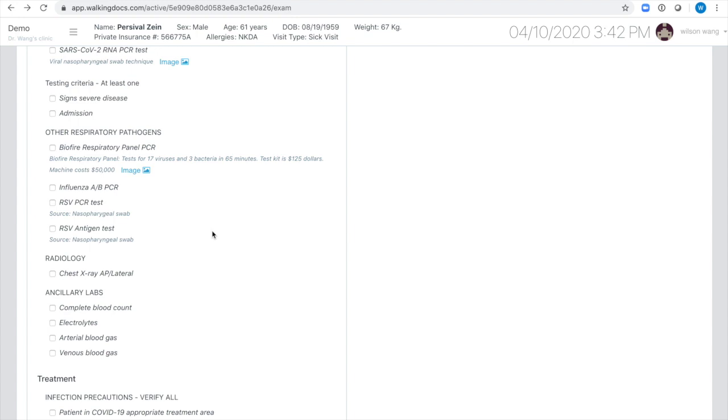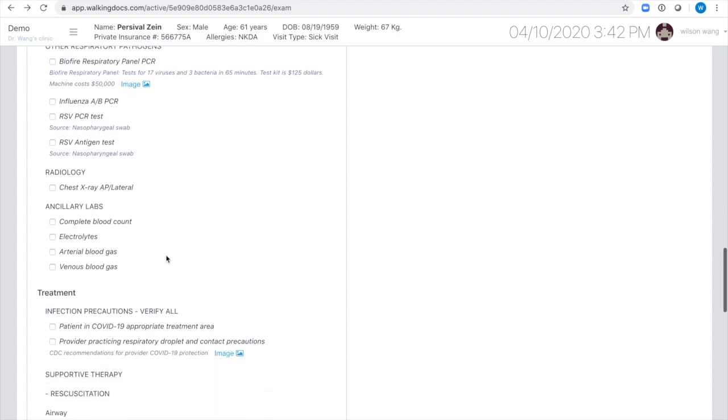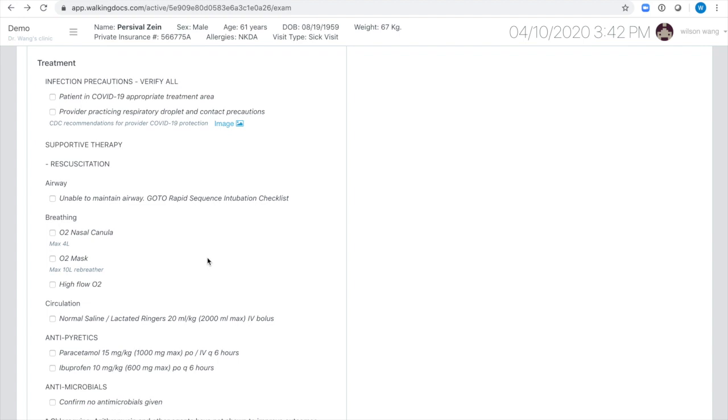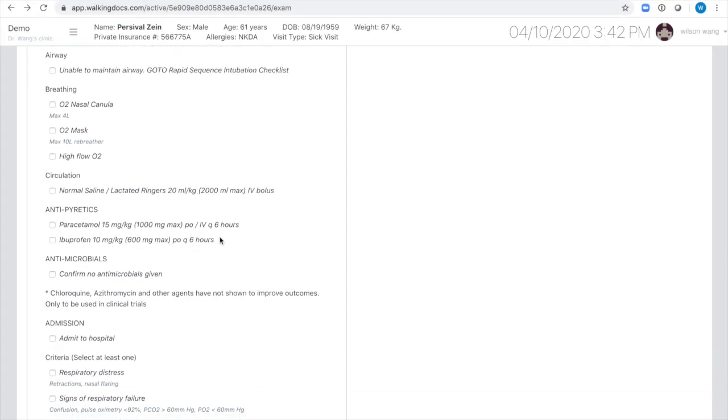Of course, other pathogens can explain Percival's symptoms. This includes influenza and RSV. The checklist then offers treatment modalities, some of which are dependent on the patient's condition, such as fluids for the dehydrated patient or antipyretics for the febrile. Recall that Percival's temperature is over 39.